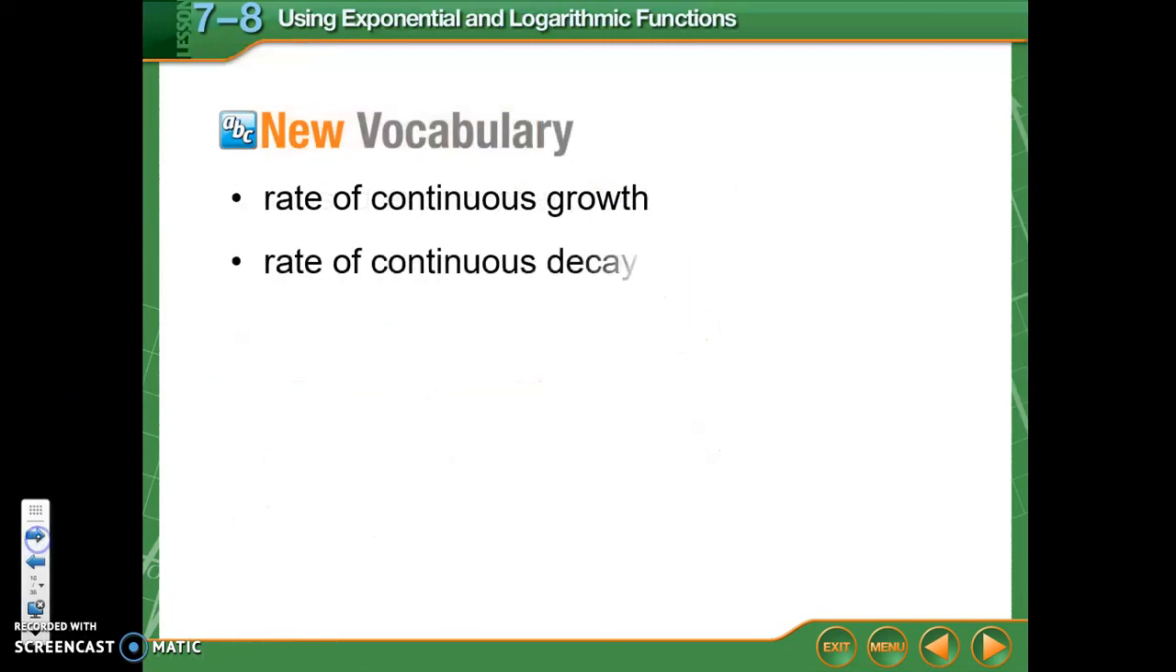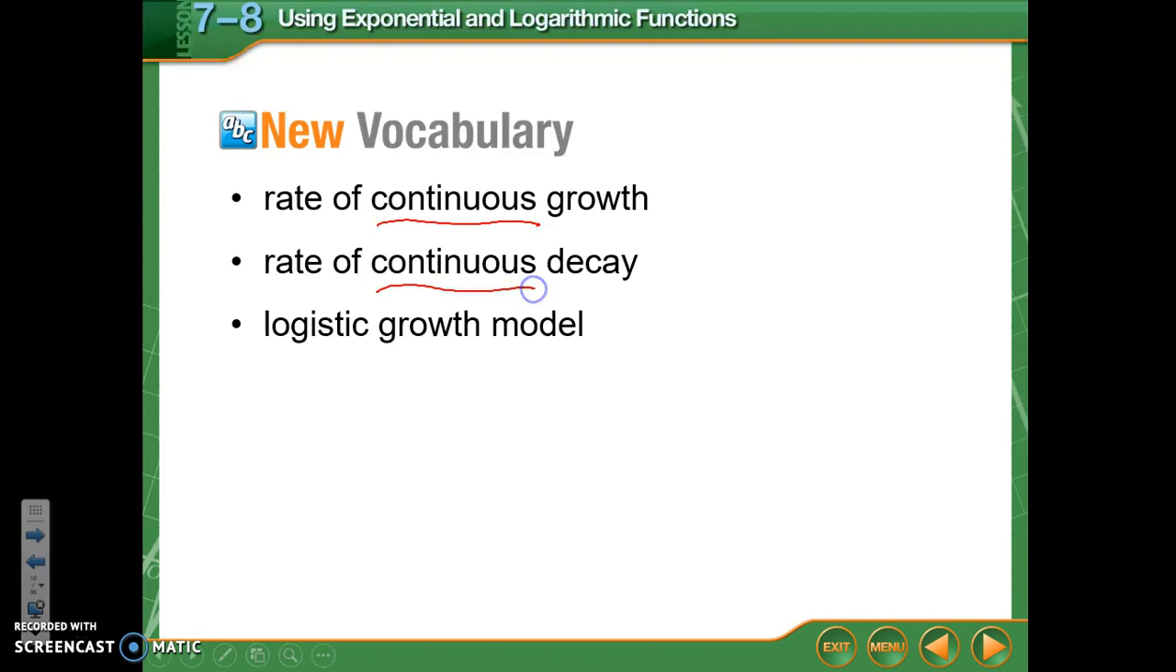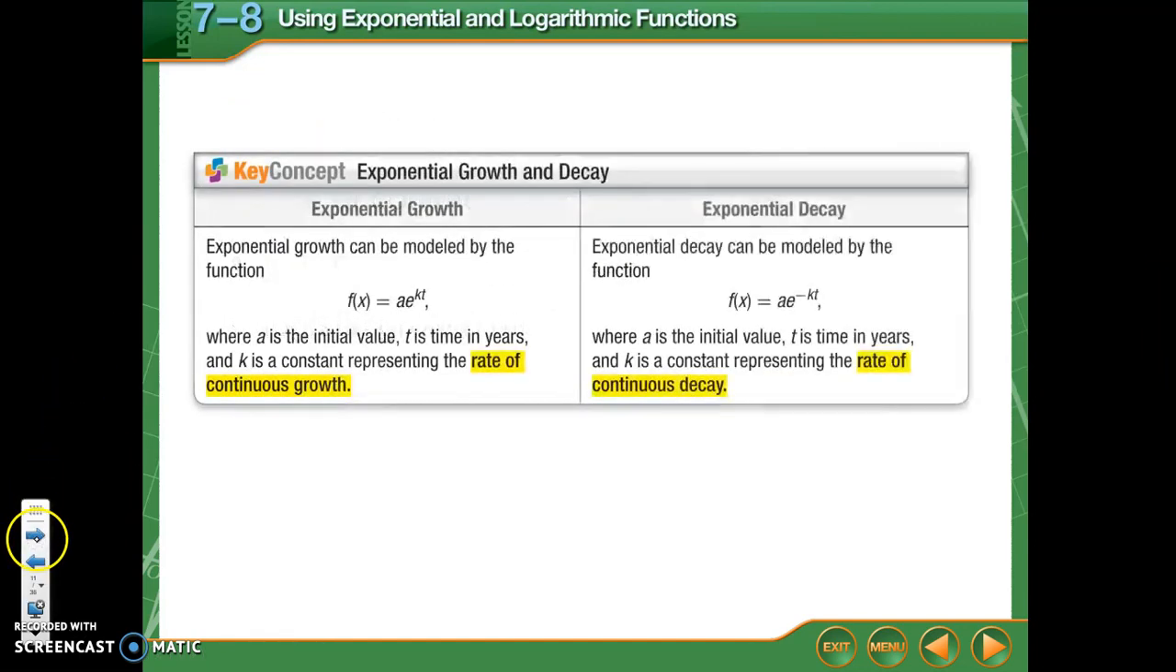So, the vocabulary you need to be on the lookout for in this section is rate of continuous growth, rate of continuous decay, and then logistic growth model, which we may or may not get to in this video. But if we don't get to it in the video, then we'll cover it in class.